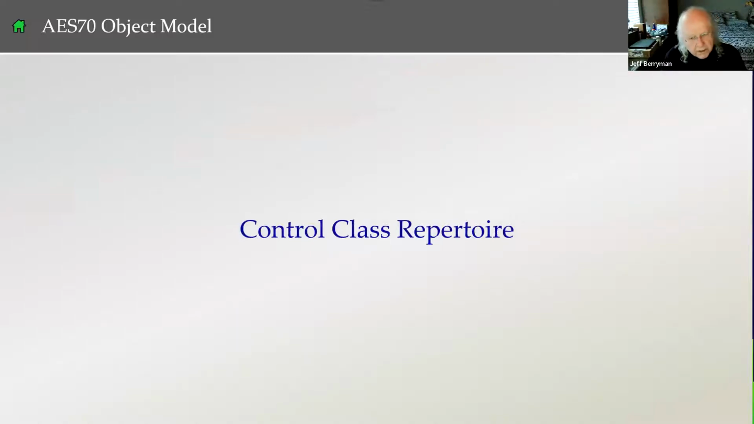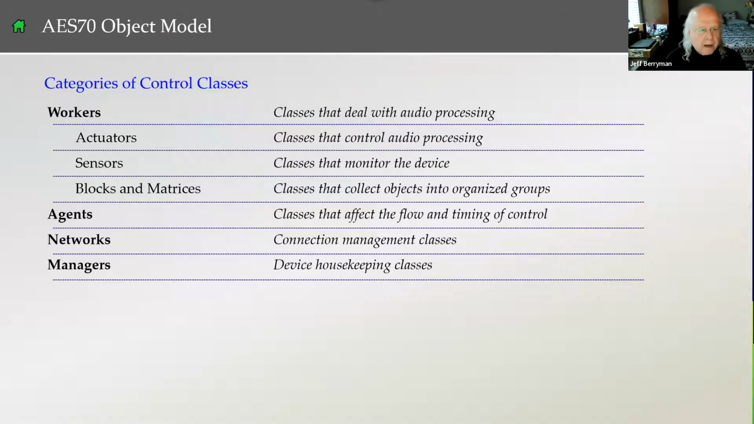Okay, what kind of control classes are there? Well, there are categories, first of all. There are worker classes. There are actuators, which are classes that control audio processing, and sensors, classes that monitor the device. And there are these blocks and matrices that collect objects into groups. I'll say a little bit more about some of those later, particularly blocks. And then there's a set of objects called agents that affect the flow of timing and control, but don't directly change signal processing.